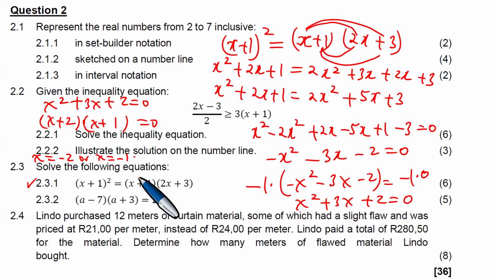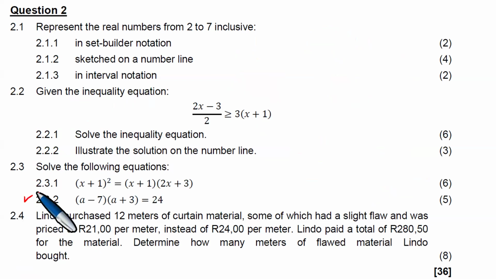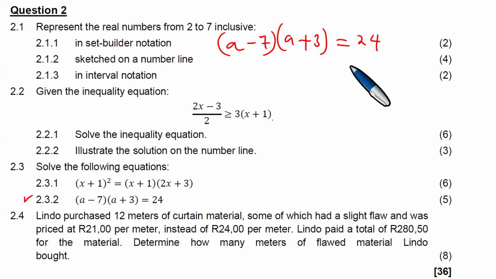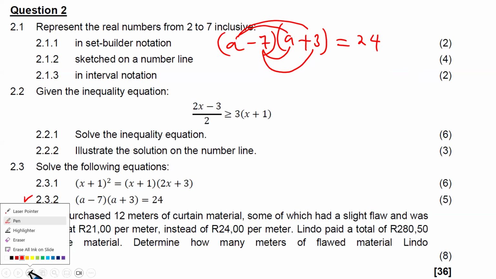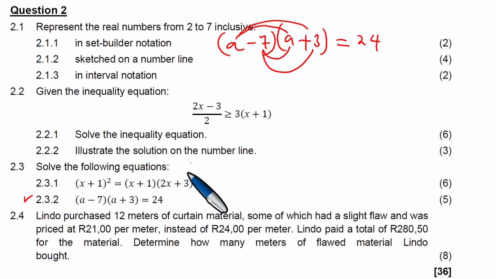We solve the next problem. The next problem we're going to solve right now is 2.3.2. We have (a - 7)(a + 3) equals 24. Right, so now we need to solve this one. To solve this one, you can do the same. You can multiply this one with this one, this one with this one, this one with this one, and this one with that. Okay, this method of multiplication has a special name in mathematics.